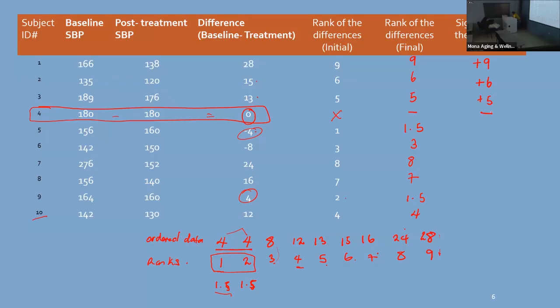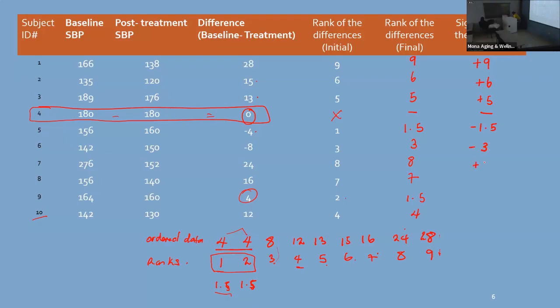We're not using patient number 4. Patient number 5, their difference was -4. So this 1.5 is gonna be a negative 1.5. Patient number 6, they had a difference of -8. So this is gonna be a rank of -3.